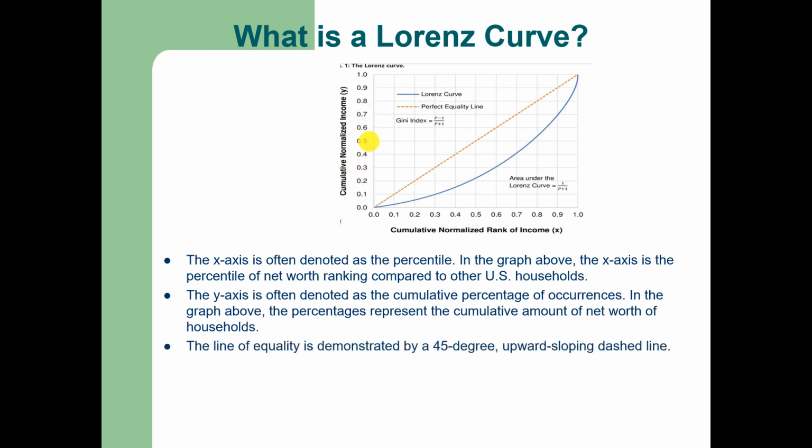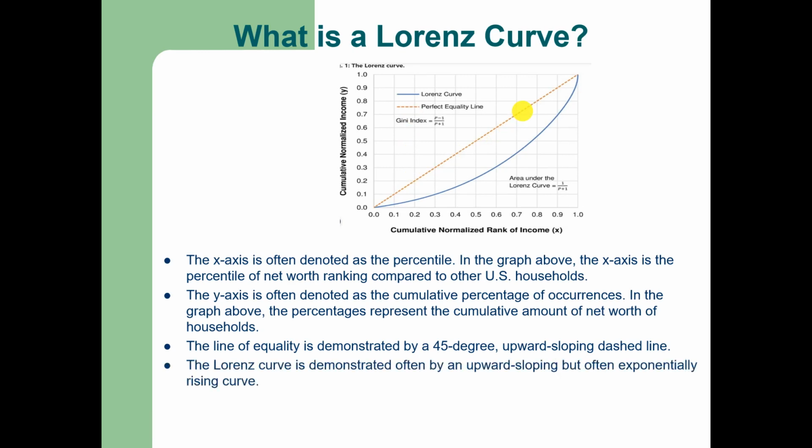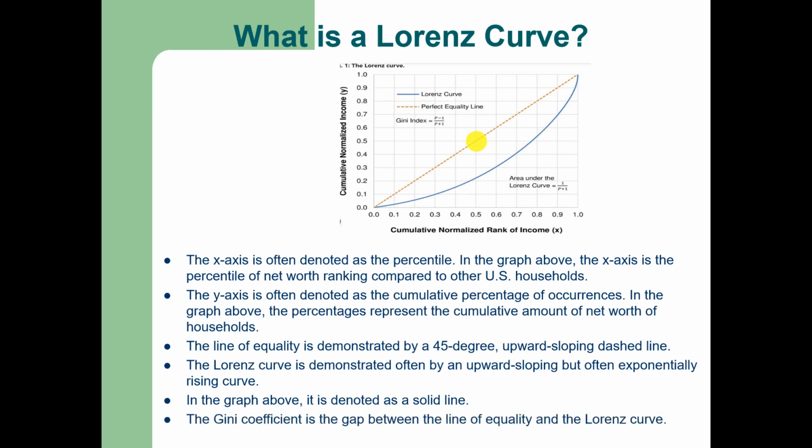The line of equality is demonstrated by a 45-degree upward sloping dashed line, this one, as I explained earlier. The Lorenz curve is often an upward sloping but exponentially rising curve, which is this blue line. In the graph above, it is denoted as a solid line, where the line of perfect equality is a dashed line. The Gini coefficient is the gap between the line of equality and the Lorenz curve. So the area between this curve and this line is the Gini coefficient.